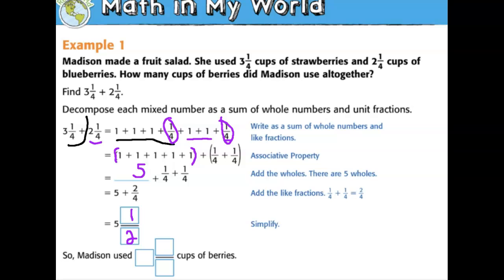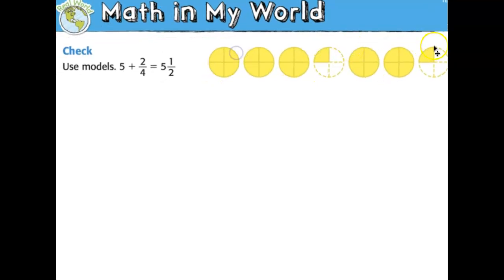All right, let me show you another way. Let me check that first. A way that you can check it is by drawing your models. And again, here's my 5 2/4. We started out with 3 1/4. So here's my 3 and my 1/4, and I add it to my 2 1/4. And when you add it all up, you will have 5 1/2. Okay? Always make sure that you're trying to double check what you're doing.